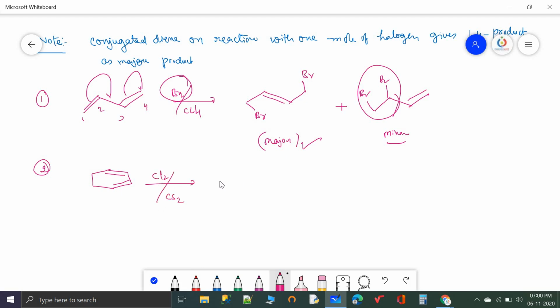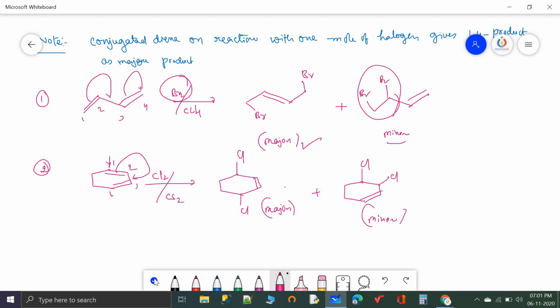Cl2 and CS2. So here, again if you number 1, 2, 3, 4, this pi bond will shift over there, and this will come here. So 1 and 4 positions substitution takes place. This is the major product. And the single double bond addition product is a minor product.